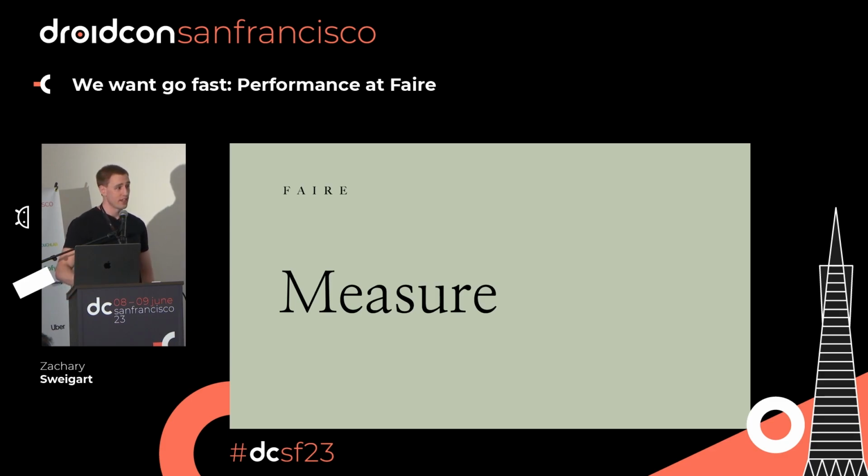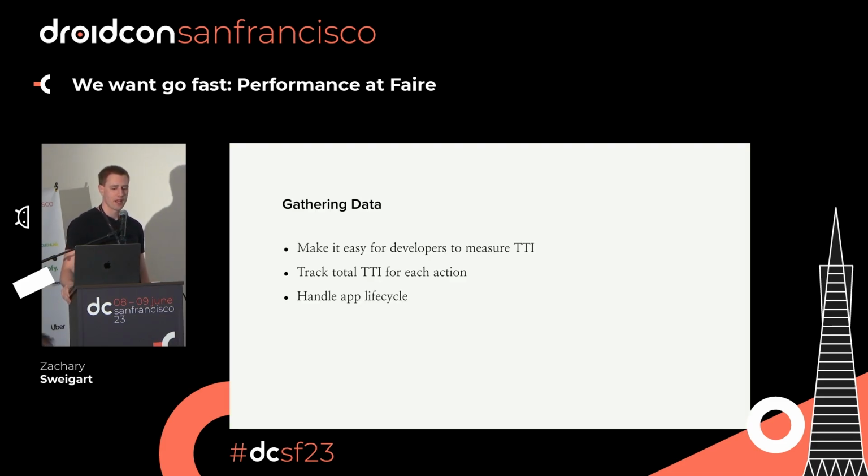Now that we've got our goals identified, we have to measure them. We have to see where we're at and where we need to get to. So we decided to build a system to gather some data. Some of the goals around the system is we wanted to make it really easy for developers to measure TTI, to integrate this directly into the actions they cared about. So it wasn't a lot of work for everybody to add.